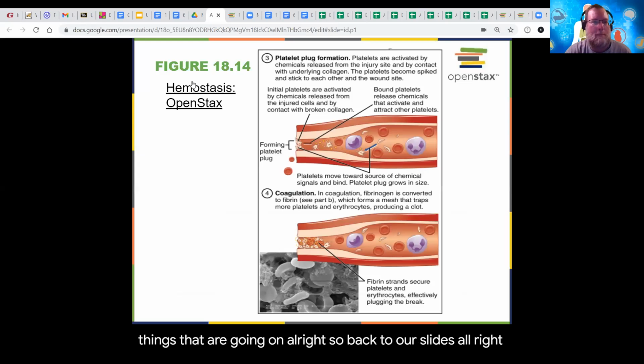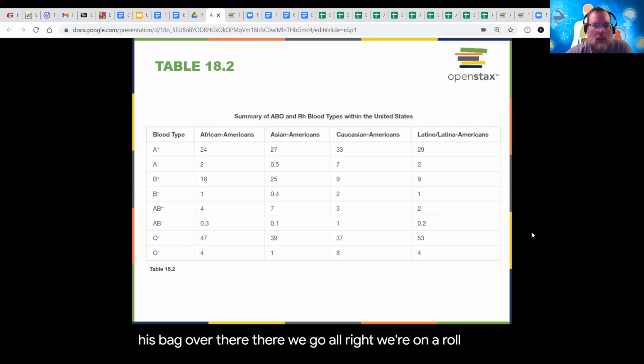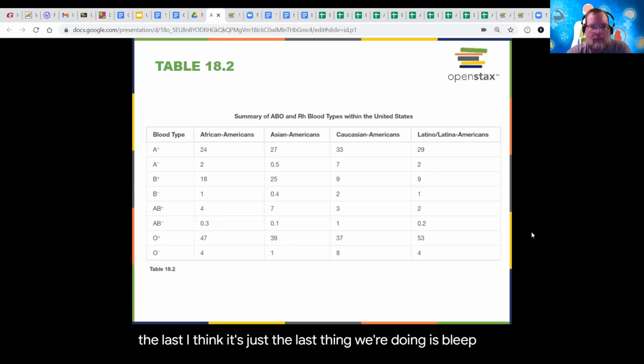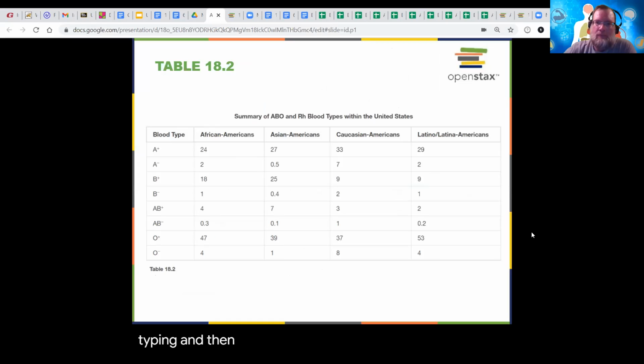All right. You guys back over there. There we go. All right, we're on a roll. I think it's just the last thing we're doing is blood typing. So the last thing I want to do today is blood typing. And then guys, go enjoy the rest of the day. It might be kind of rainy, but temperature wise, we're not going to see these temps until probably March. So you may want to relish in the 60s one last day.